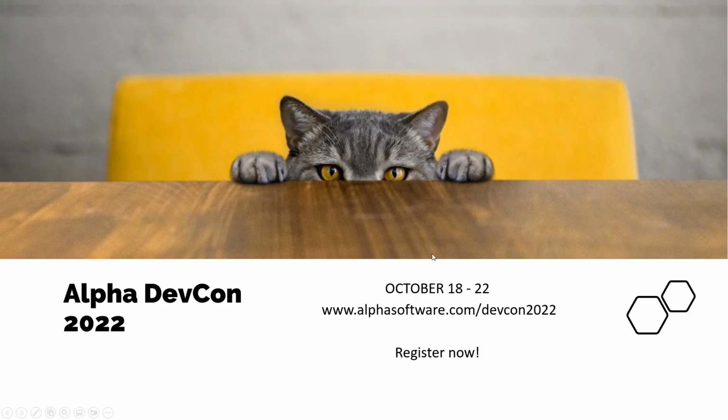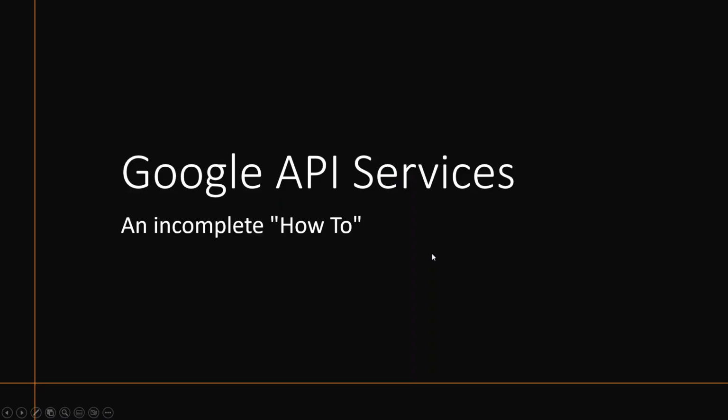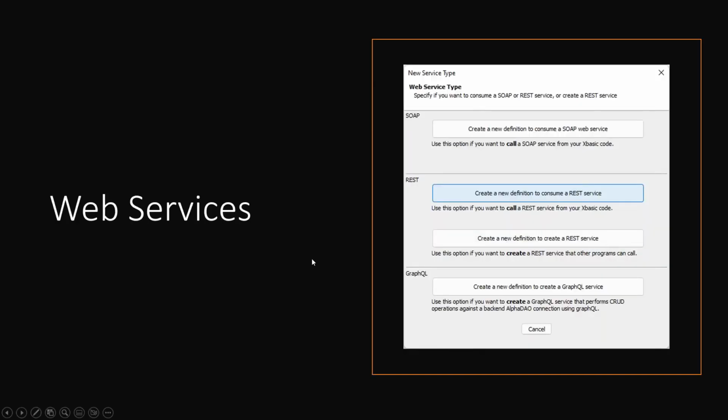Today we're talking about Google API services, and this is an incomplete how-to, and you'll understand why when we get to the end of the webinar. So Google has a bunch of web services that they make available, and Alpha Anywhere lets you drop in any of those web services with a click of a button.